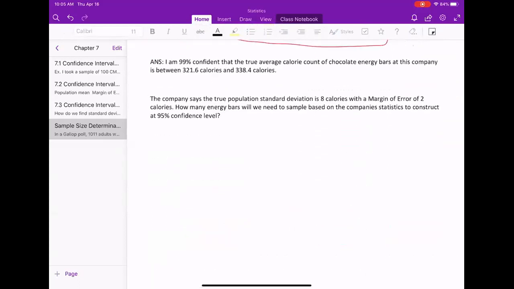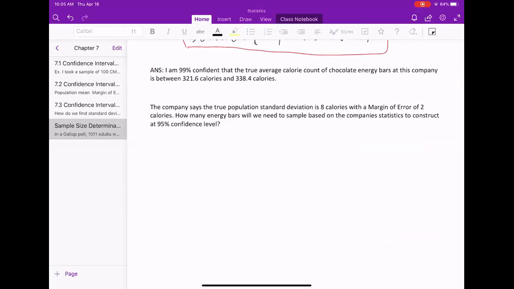So here's the second part, which is the new part of chapter 7. If we begin, the company comes out and says, no, our true population standard deviation is 8 calories with a margin of error of 2 calories. So how many energy bars will I need to sample based on the company's statistics to construct a 95% confidence level? So now we go to chapter 7 pullout, and we're again trying to find our sample size.